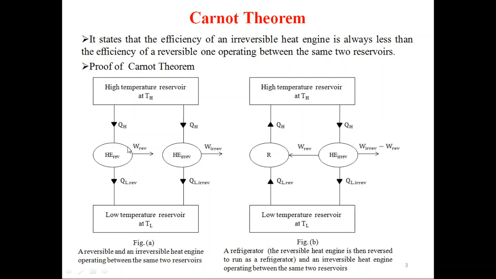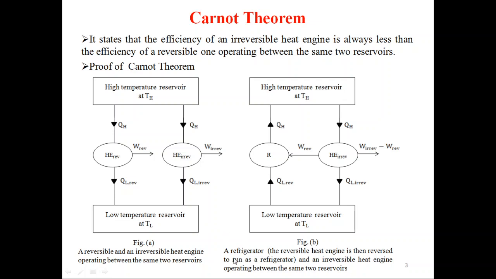Reversible heat engine is extracting QH amount of heat and doing W reversible work and rejecting QL reversible heat to the low temperature reservoir. On the other hand, irreversible heat engine is also extracting QH amount of heat from high temperature reservoir at temperature Th and doing W irreversible work and rejecting QL irreversible heat to the low temperature reservoir.